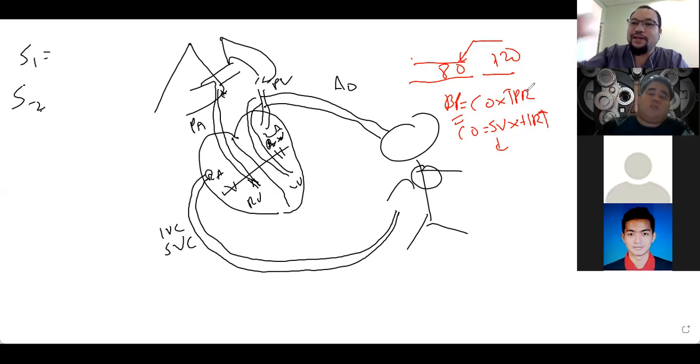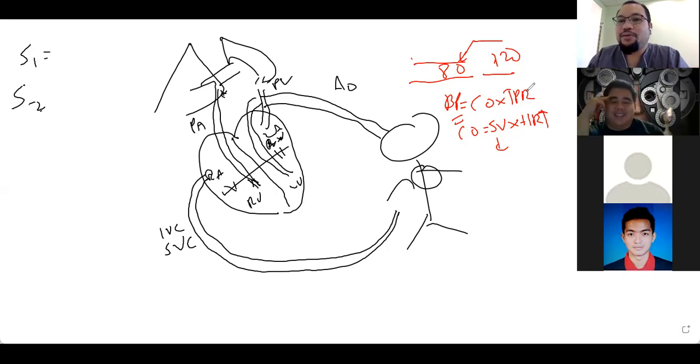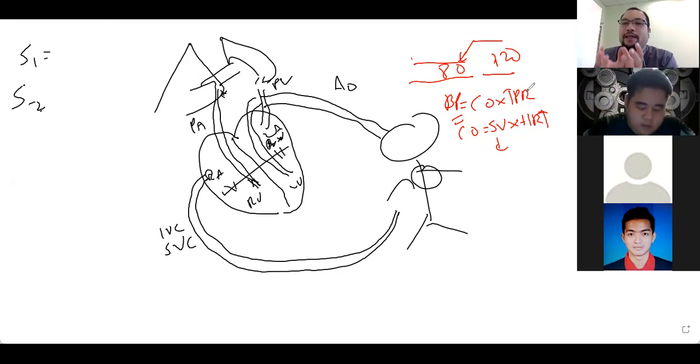Preload, you remember the Starling law. What does Starling law say? Starling law, the more volume, the more the end diastolic volume. Apa venous return, you fill up your end diastolic, fill up your ventricle kan. The higher the end diastolic volume, the stronger the cardiac contraction. Faham tak? So the more end diastolic volume increases the stroke volume. Inotropic effect dia is increased. Your heart will pump harder bila banyak.